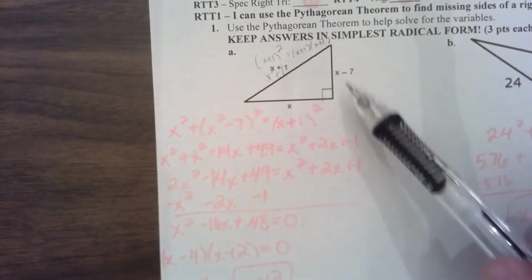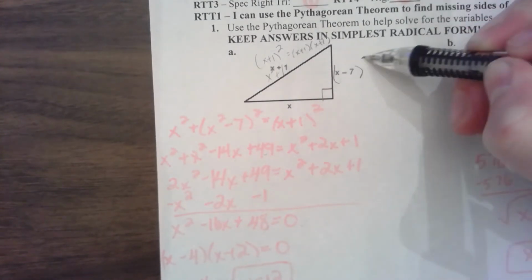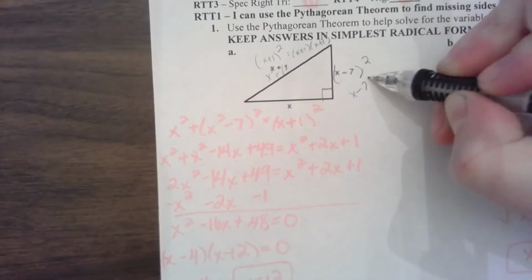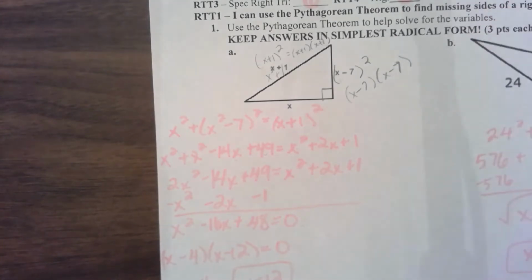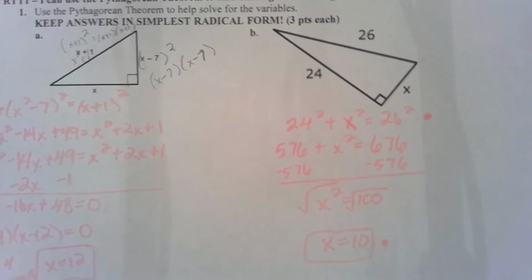So even though this was just Pythagorean theorem, you have to remember when you square something like that, really what you're doing is taking x minus 7 times x minus 7. It's a gross 7. Okay, next question.